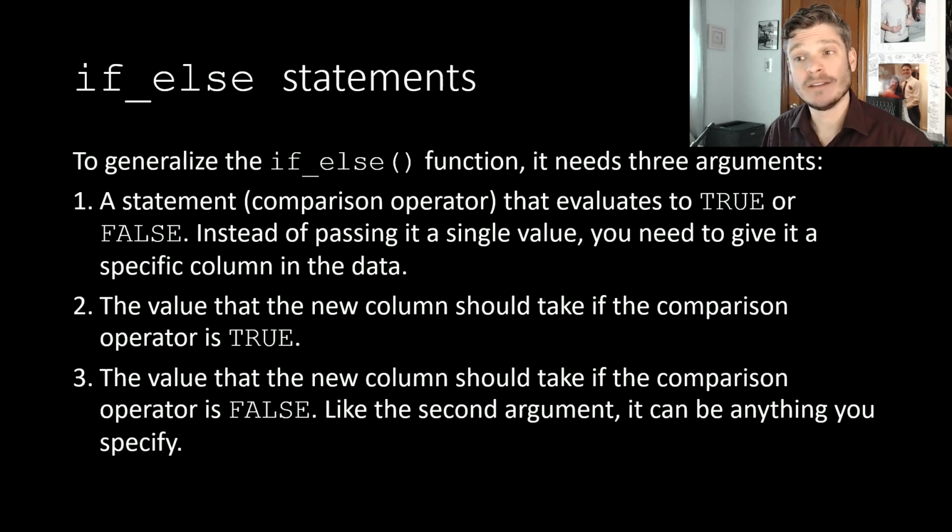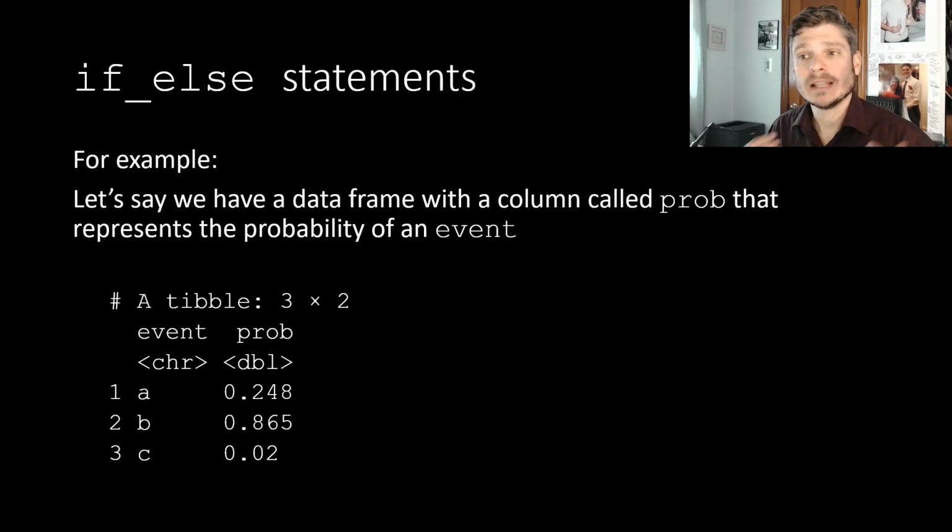For our if_else statements, we need 3 arguments, which means we basically need to plug in 3 things. First, we need our comparison operator that evaluates either true or false. So we need to know whether our statement is going to be true or false. And then if that value is true, there has to be some value that the new column is going to take on for that particular observation. And if it's false, then there needs to be a value that the column takes on for that particular observation as well. So let's take a look at an example.